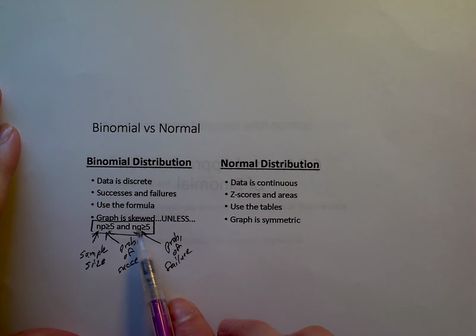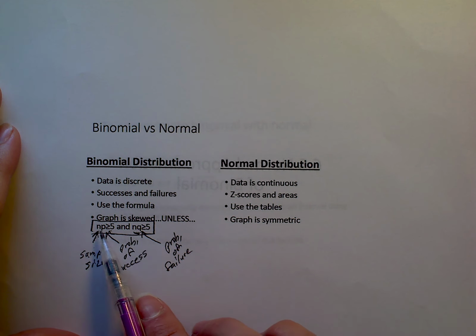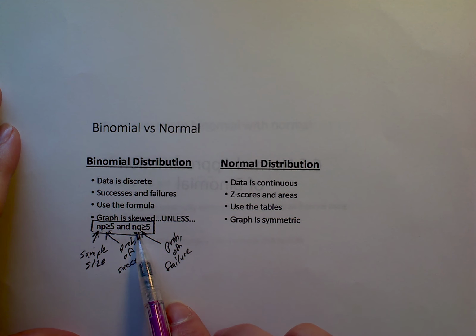Okay, so both of those have to happen, and you've got some homework problems that'll ask you, is this okay to use a normal distribution for? And the way that you know is if np and nq are both greater than or equal to 5.